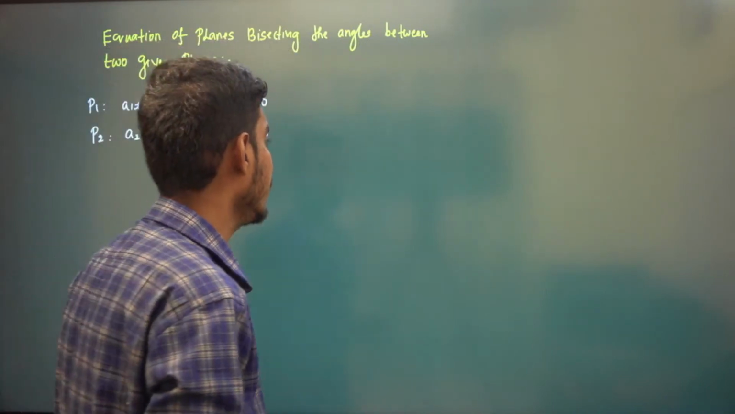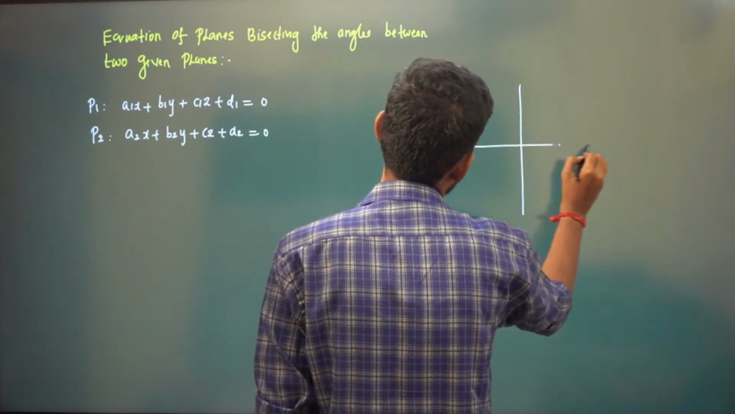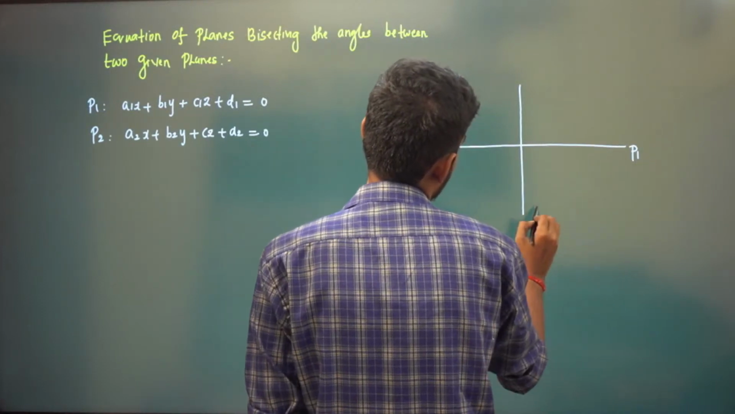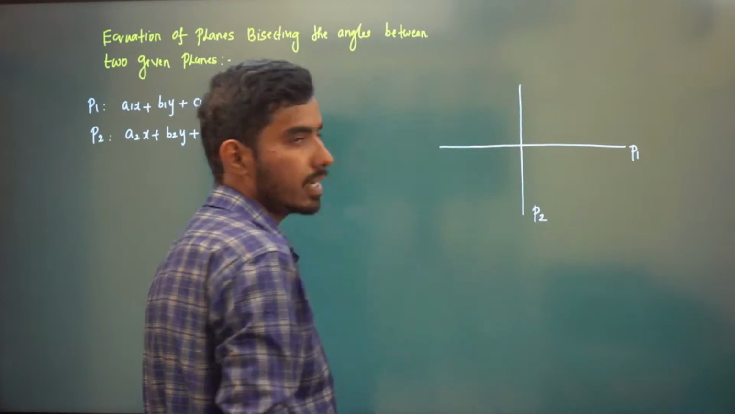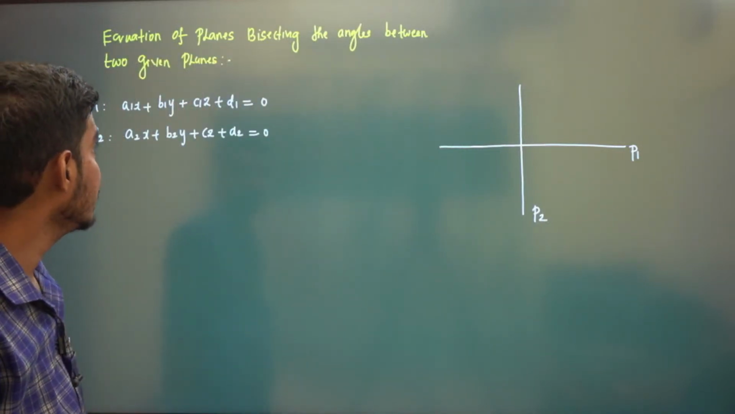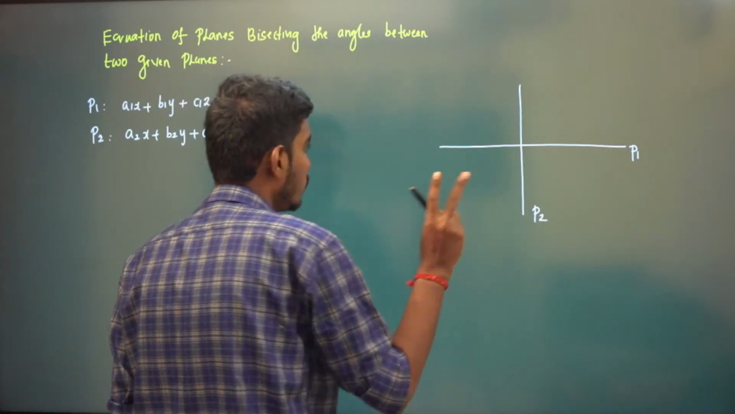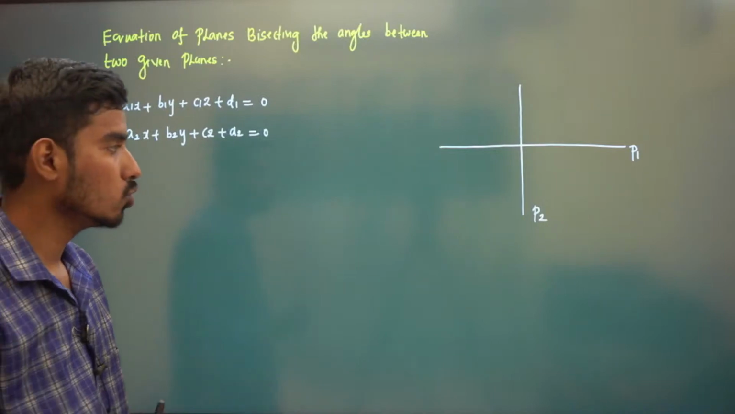For a very rough diagram, I will draw two planes like this. Let us say this is our first plane, this is our second plane. Now we need to find an equation of the plane that bisects the angle between two given planes. So you can see we can form two planes like this.